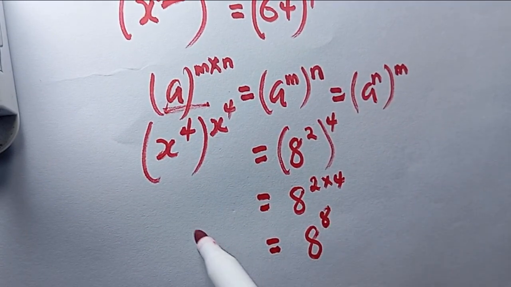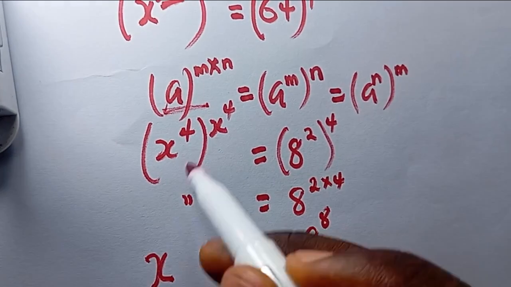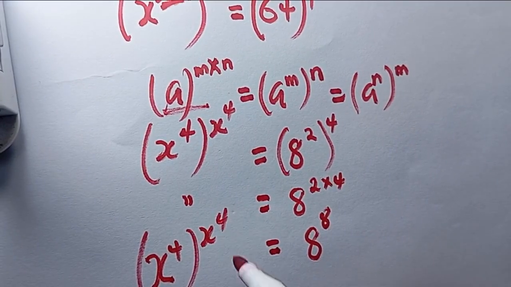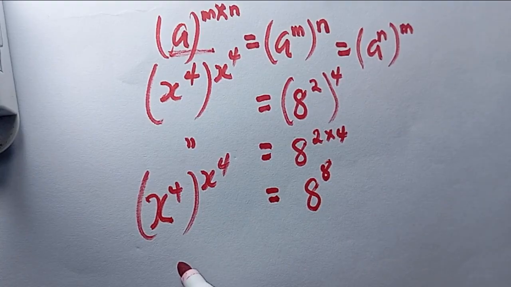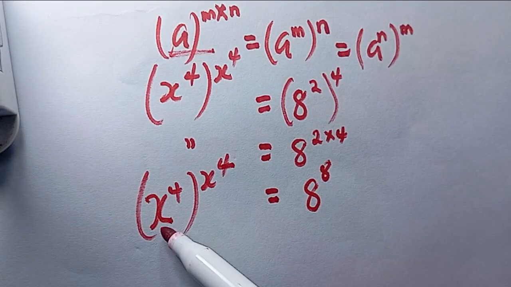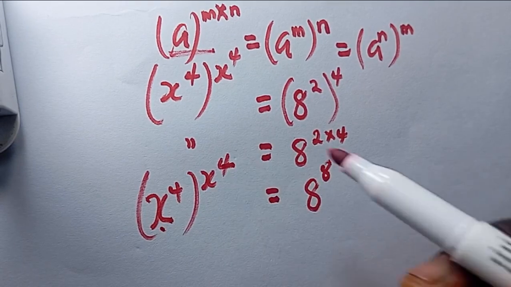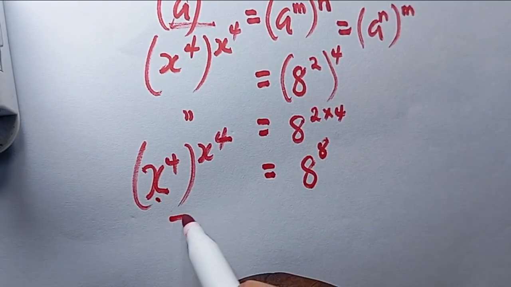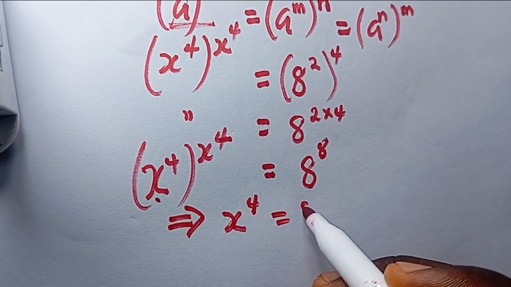Okay, and then of course this is still the same as what I have over here, so let me write it over here. So this is x power 4, and then power x power 4, so that when you watch this solution, you're going to see that there is a particular pattern. What we have at the base here is still the same as what we have at the power. What is at the base here is the same as what we have at the power, and obviously this implies that x power 4 is equal to 8.